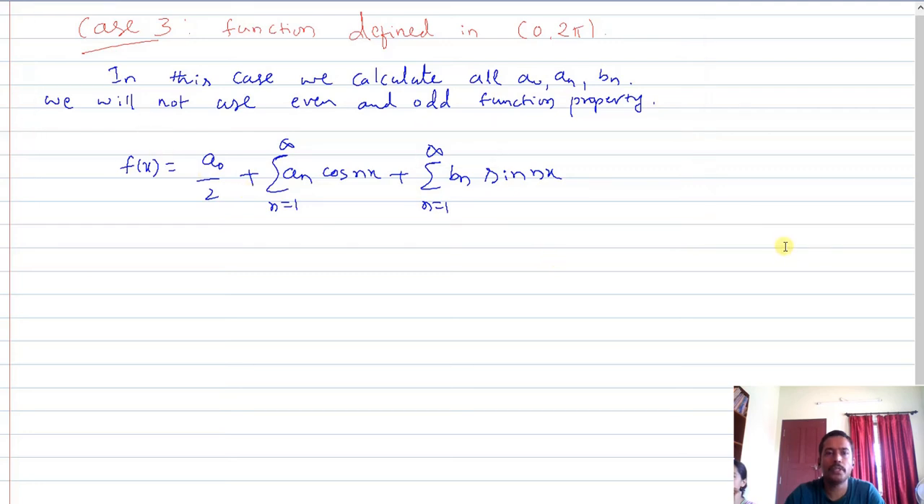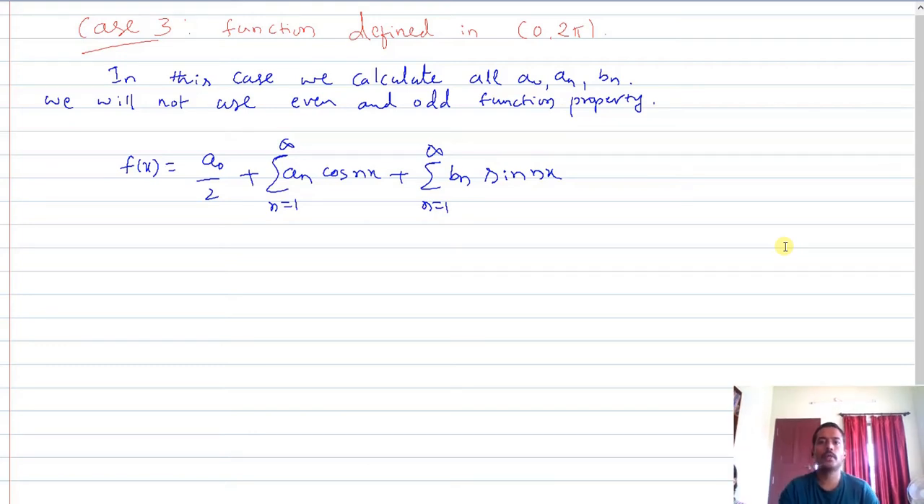Now we shall see case 3 of Fourier series, function defined in 0 to 2 pi. In this case, we are not going to use the even and odd property, because the even and odd property is defined for a function defined between minus L and plus L. But since the function is defined between 0 to 2 pi, we cannot use that property. So we have to calculate all a0, an as well as bn.